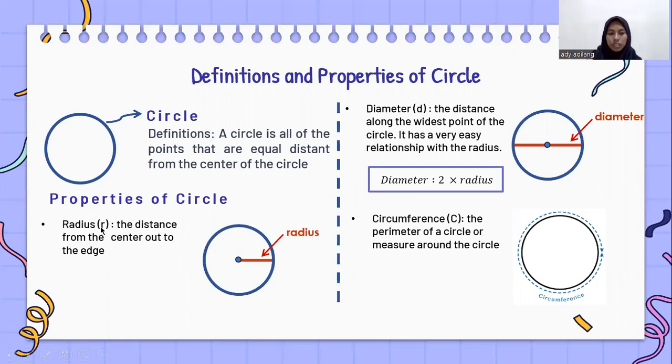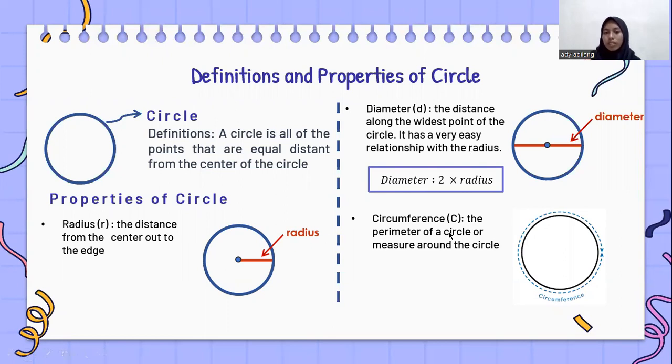First property is radius or r, the distance from the center out to the edge. So this red line is the radius. Next, diameter or d. Diameter is the distance along the widest point of the circle. It has a very easy relationship with the radius because diameter is equal to 2 times radius.